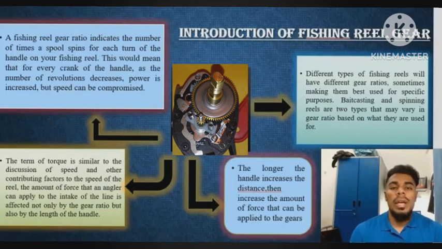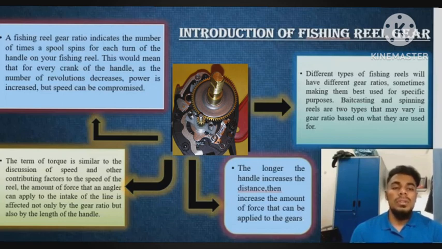Today I am going to explain about the introduction of fishing reel gear. The first point is that a fishing reel gear ratio indicates the number of times the spool turns for each turn of the handle on a fishing reel gear. This means that for every crank of the handle, as the number of revolutions decreases, the power is increased, but speed can be compromised.